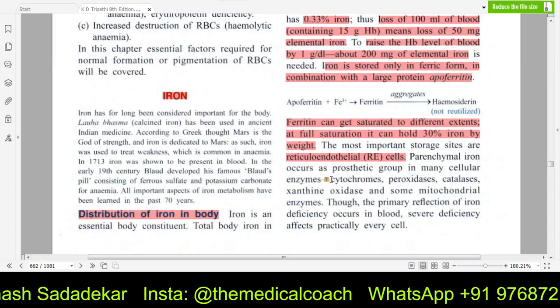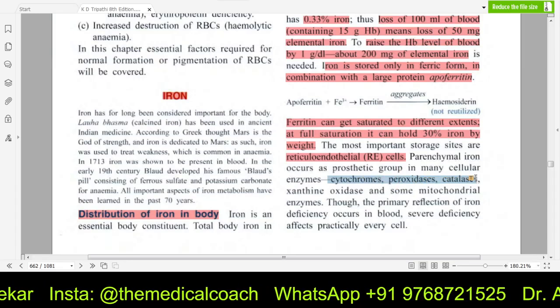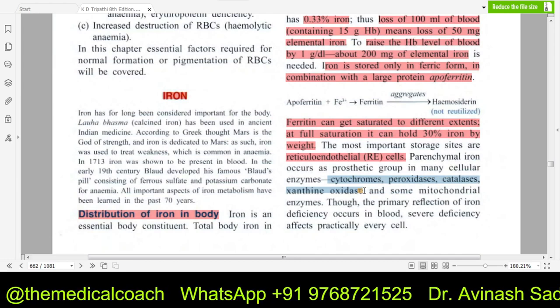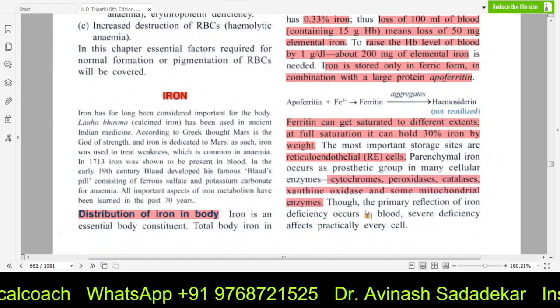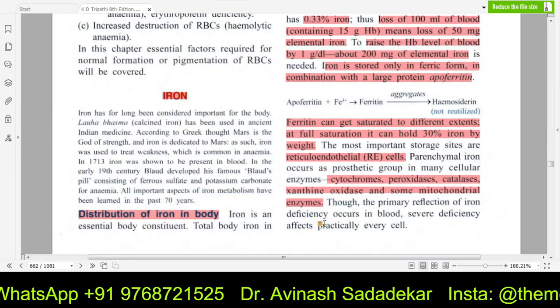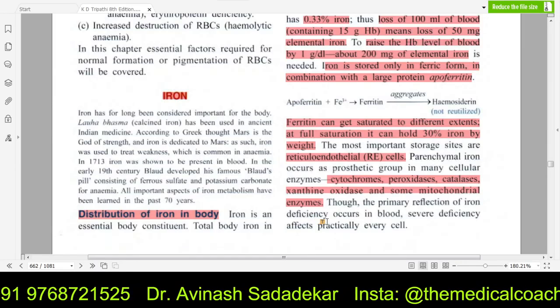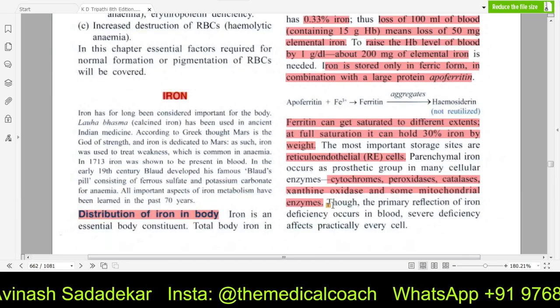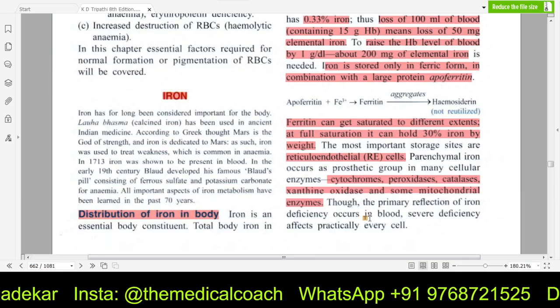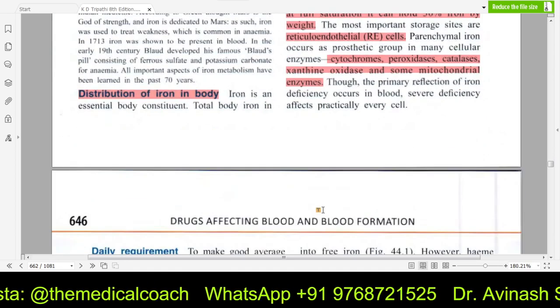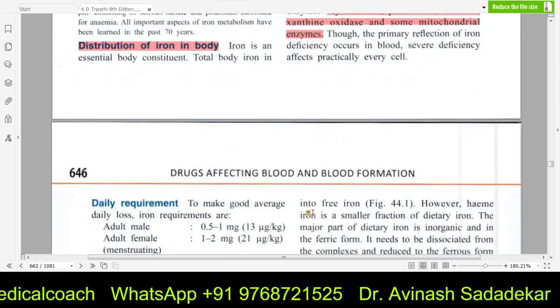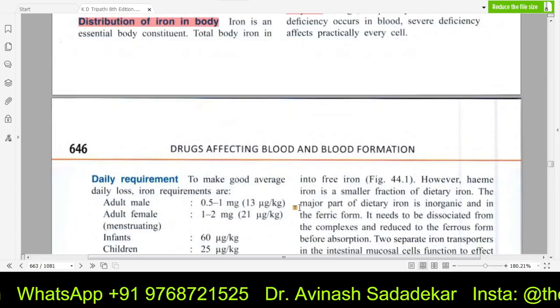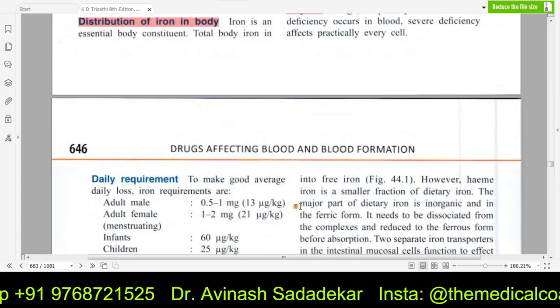Apart from that, iron is also part of cytochromes, peroxidase, catalases, xanthine oxidase, many mitochondrial enzymes. So when we say that somebody is suffering from iron deficiency, the first thing that comes to our mind is iron deficiency anemia. But you have to realize that all these enzymes are also going to suffer. So basically all cells are going to get affected. RBCs getting affected is the most common presentation.